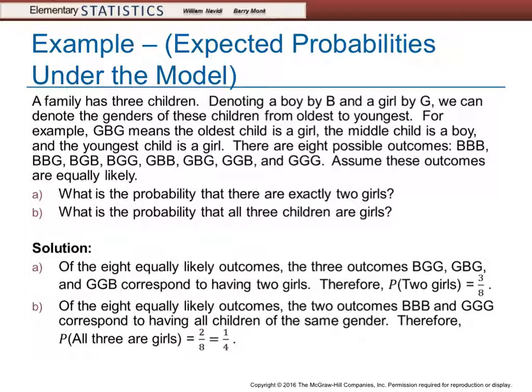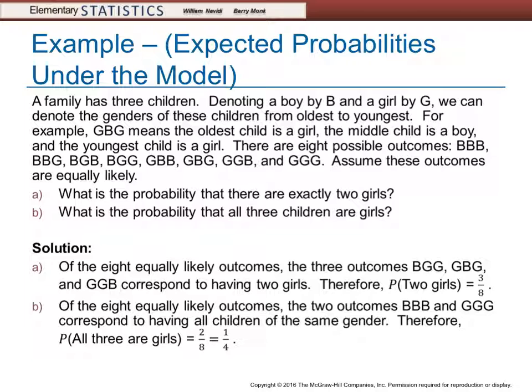A family, for example, has 3 children. Denote a boy by capital B and a girl by capital G. We can denote the genders of these children from oldest to youngest. For example, GBG means the oldest child is a girl, the middle child is a boy, and the youngest child is a girl. There are 8 possible outcomes: BBB, BBG, BGB, BGG, GBB, GBG, GGB, and GGG.